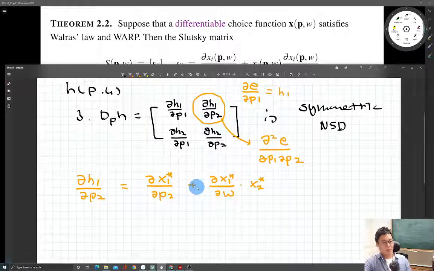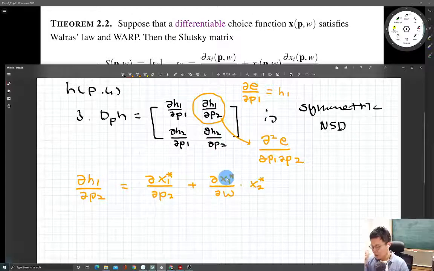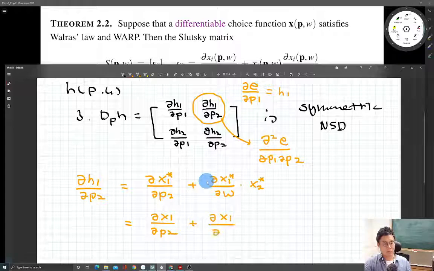Okay, but now we work with a choice function instead of this Walrasian demand function. And these two functions, although they are different, share a common property. The two functions depend on the price vector P and the consumer's wealth W. So after replacing this Walrasian demand with the choice function, we obtain this one, x2. In this way, we can formulate the Slutsky matrix in terms of the choice function.